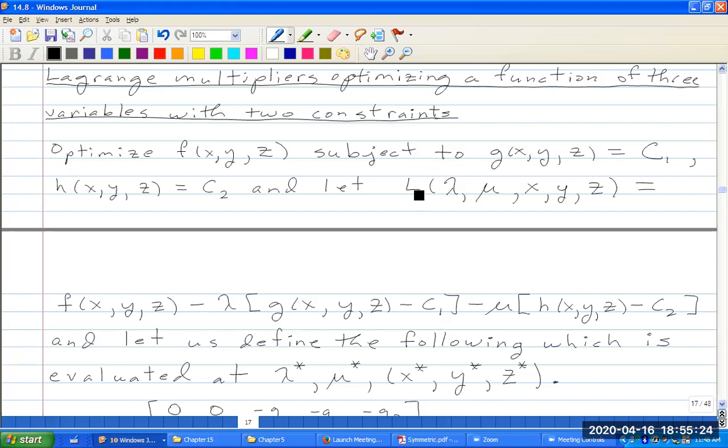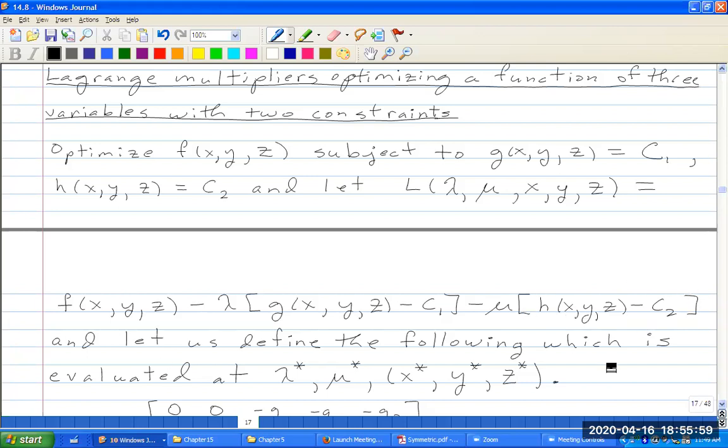Let L be a function of lambda, mu, x, y, z. Again, notice the order: remember to put these first. If you remember to put those first, everything else should work out the way you think it should. So let this L equal f(x, y, z) minus lambda times the quantity g(x, y, z) minus c1, minus mu times the quantity h(x, y, z) minus c2.